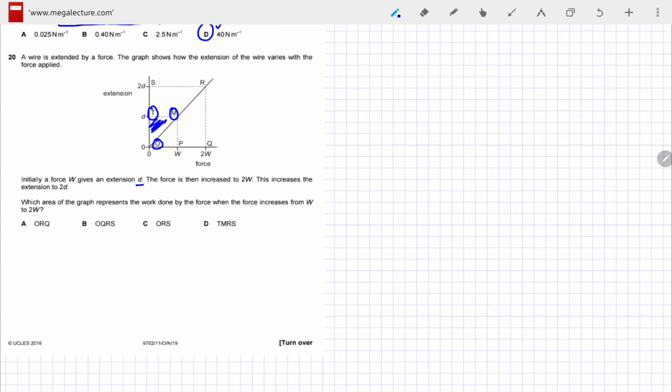OMT, so it is this area, because force is on this axis and the extension is on that axis. Similarly, in the 2W graph, it is the area of the triangle ORS, this one, so this entire area. And therefore, the work done to increase the force from W to 2W would be the difference between these two areas, which would be the region TMRS. So the option is option T.